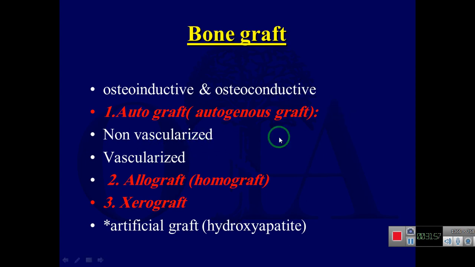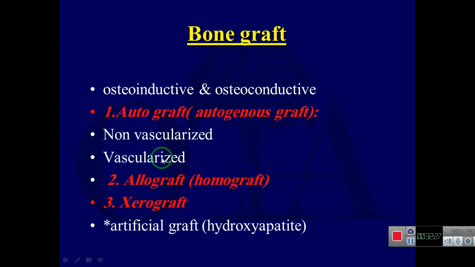While in vascularized graft, the bone is transferred completely with its blood supply, in which anastomosis is done to the vessel at the recipient site. We take it with its nerve supply and blood supply to the area and anastomose its artery to the artery near the bone. For example, the iliac crest taken with one of its circumference, or the fibula taken with the peroneal artery.